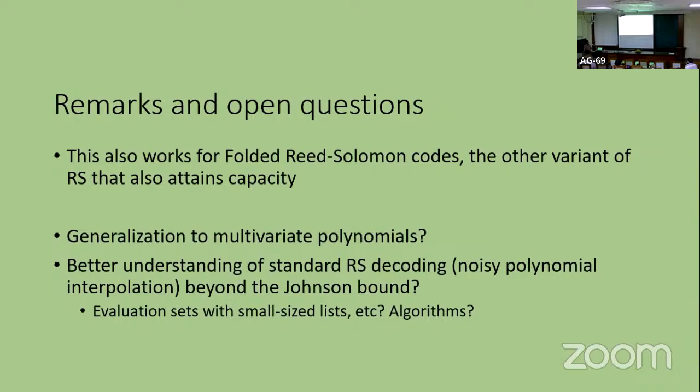Something we don't know yet: can we generalize this to multivariate polynomials? And for just Reed-Solomon codes, some of you might have heard of a recent result that generic Reed-Solomon codes achieve this decoding capacity. That essentially means random evaluation sets, but we don't know specific evaluation sets for which this is true, and we also don't know algorithms for what those sets might be. So lots of things are still yet to be done in the Reed-Solomon going up to capacity world.